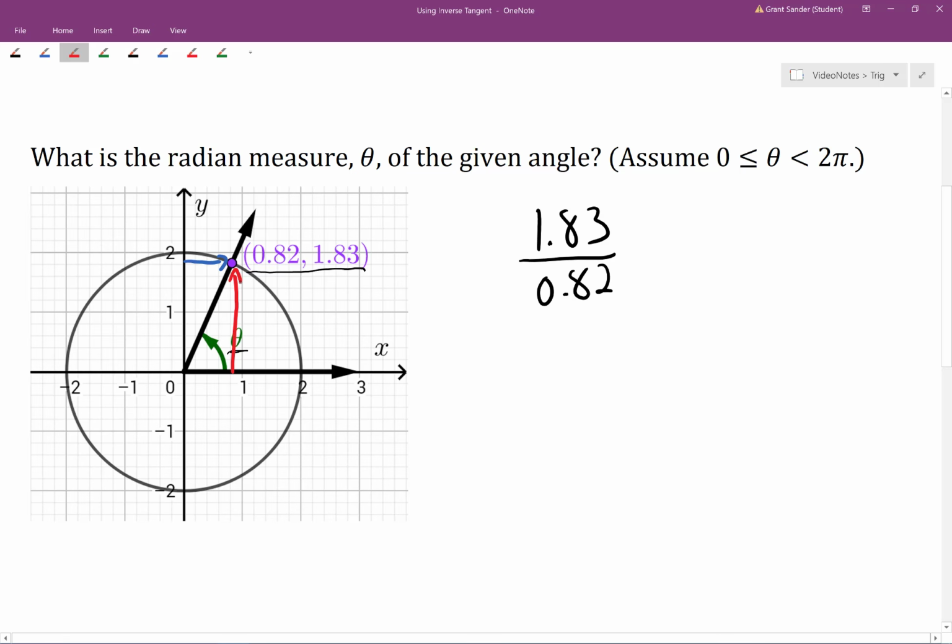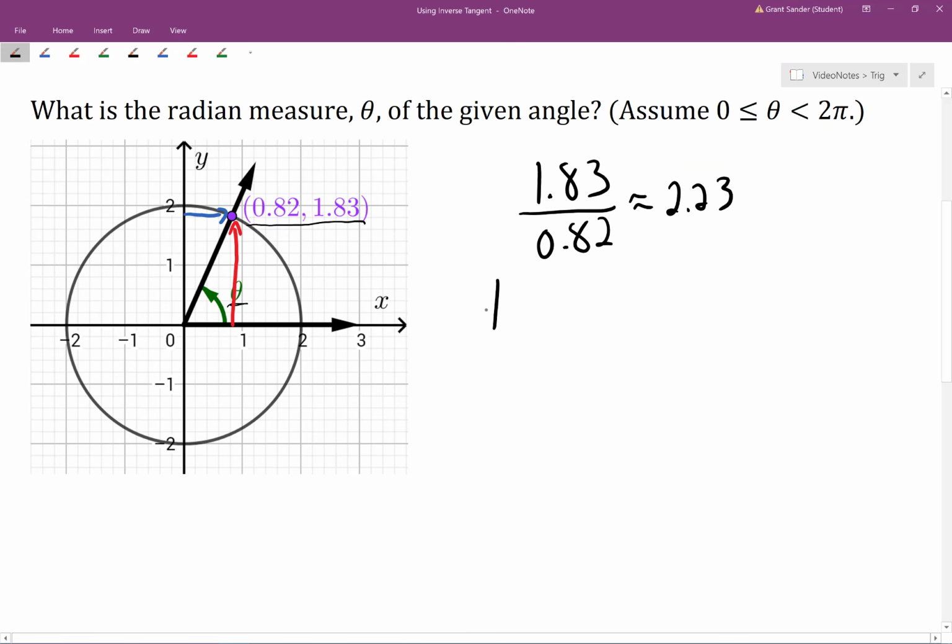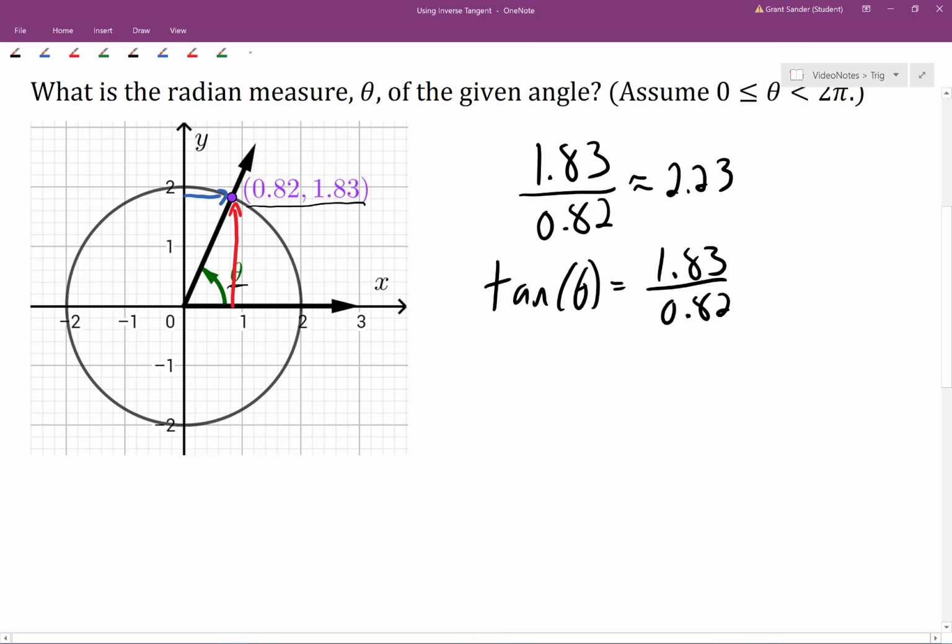So to compute the slope, we compute the change in y divided by the change in x, which looks something like this. And this slope has a value of about 2.23. So the slope of the terminal ray is about 2.23, in which case we can say that tangent of theta is equal to 1.83 divided by 0.82, which is that value of about 2.23. So the inverse tangent function will take that slope as an input, and it should output the value of theta, or the radian measure of that angle.